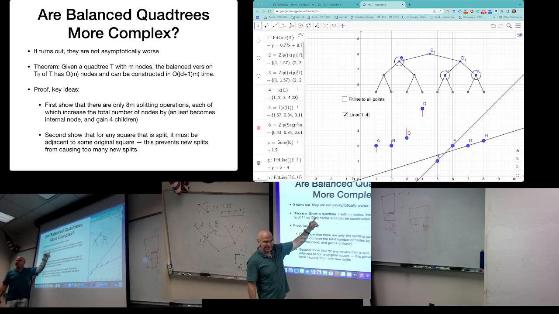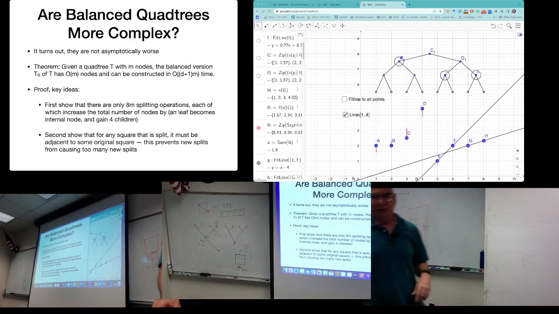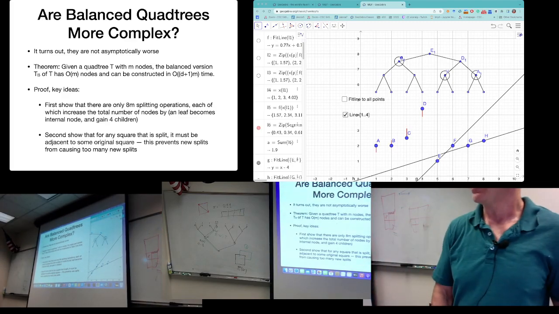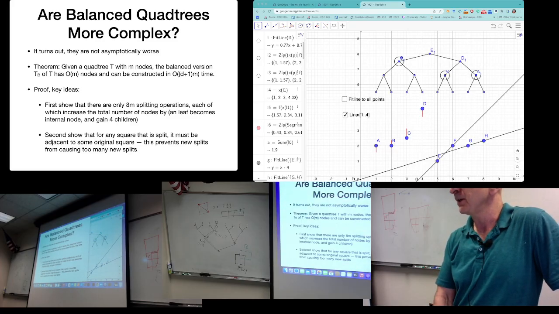And of course, I'm adding nodes out of it. So the new quadtree will be larger, but not much larger. It will still be order of m. In the very worst case, it will be 8 times m. And by the way, it all happens in linear time. Linear in what? The input or the output? Well, both, because they are only different by a constant.